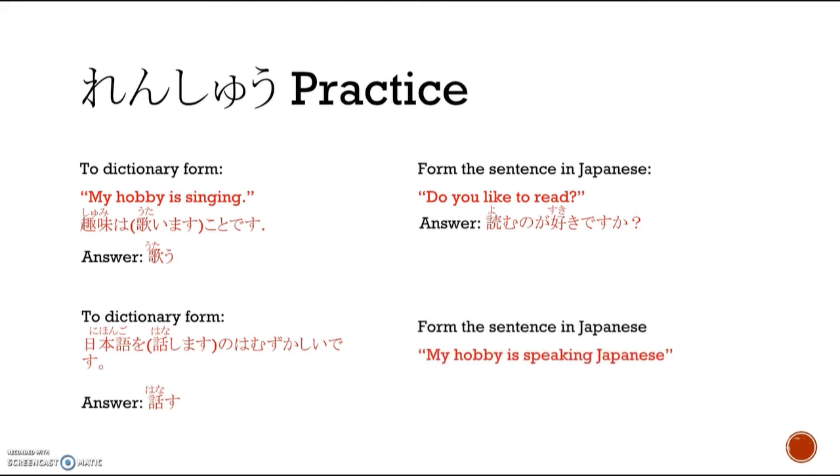And one more time, recreate the sentence. My hobby is speaking Japanese. This becomes 趣味は日本語を話すことです.